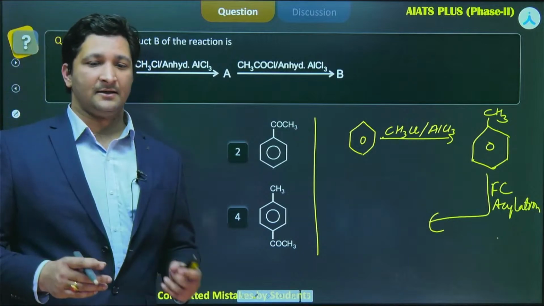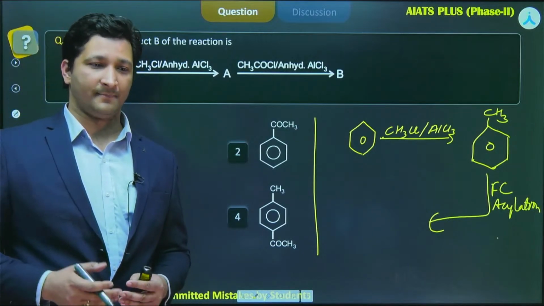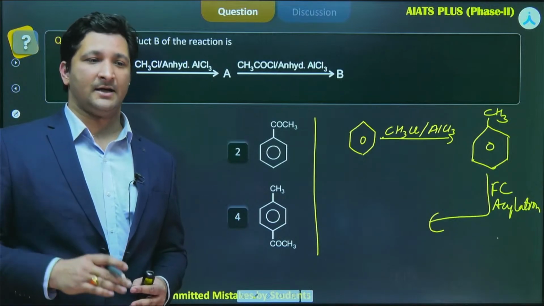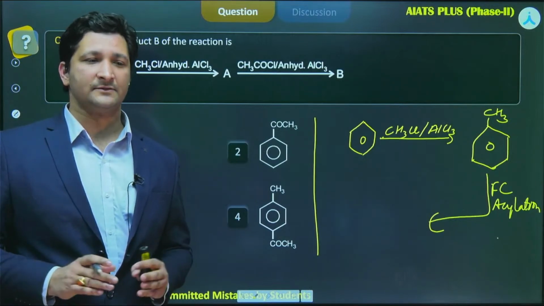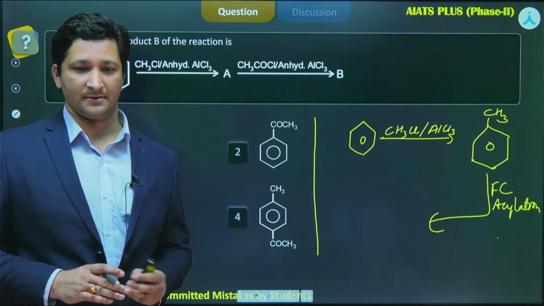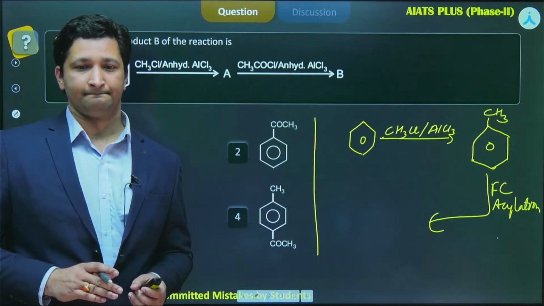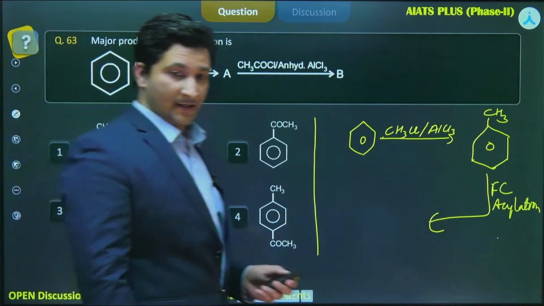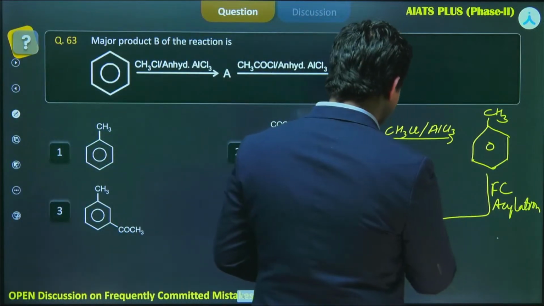Yes, Cassie, in the general trend we say that meta directing compounds withdraw electrons from the benzene ring, so they are deactivated, because the product yield is very less in that case. Very good, Rutuja. It is para that will be formed here.